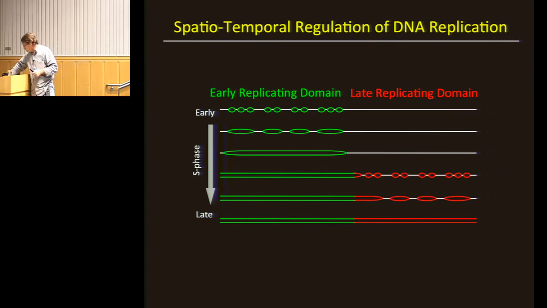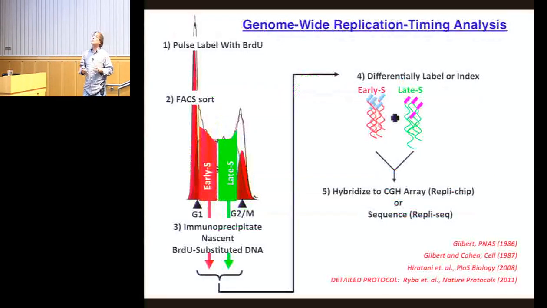Okay, so some years ago, we developed this method to look at replication timing genome-wide, and it builds on methods that I developed as a graduate student to look at individual sequences. As a graduate student, I realized that you could measure replication in any cell type, and thereby compare any cell type to any other, by simply labeling cells with bromodeoxyuridine, staining them for DNA content, and sorting cells that are in different stages of S phase based on their DNA content.